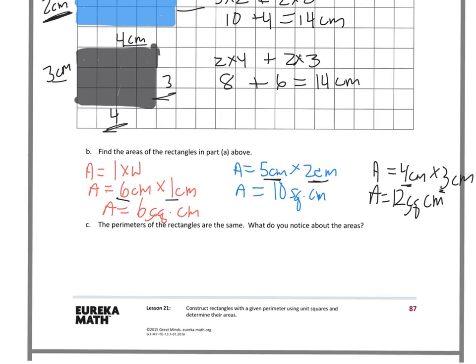C says the perimeters of the rectangles are the same. What do you notice about the areas? And I think you can take that one when you see the area for one of them is here, one's here, and one's here. Make your statement within that for C, and I think answers are going to vary quite a bit on that based on what you see. So let's take a look at page 2.